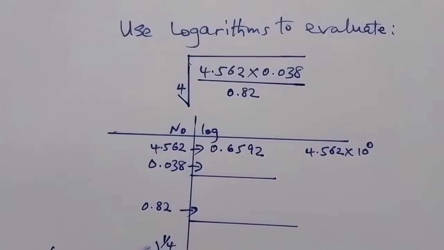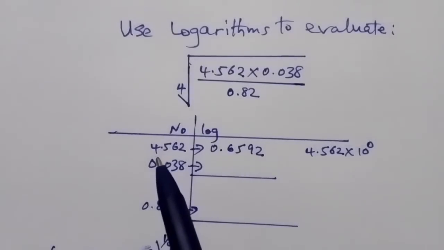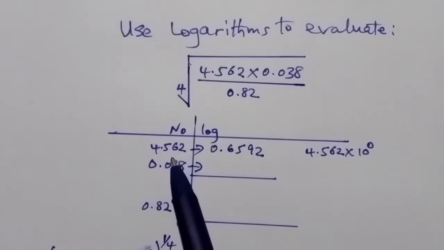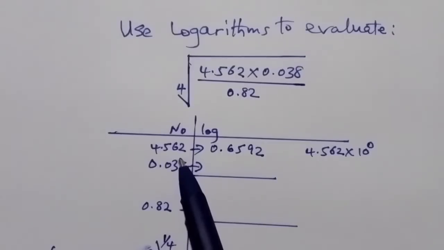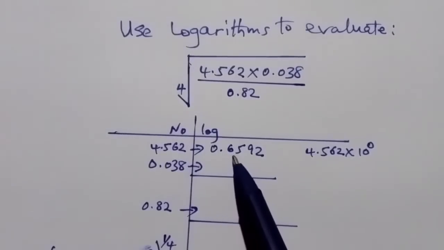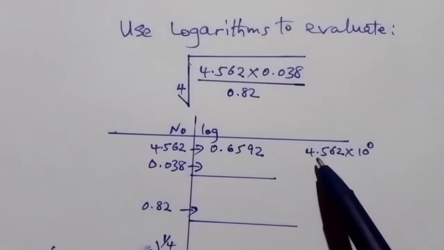Use logarithms to evaluate the fourth root of 4.562 times 0.038 over 0.82. So from the log table we find the log of 4.562. The log of 4.562 from the log table is 0.6592.